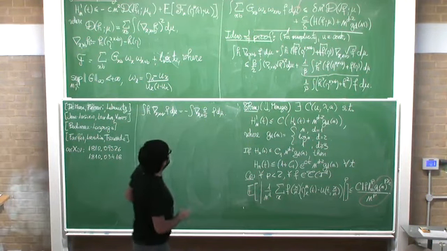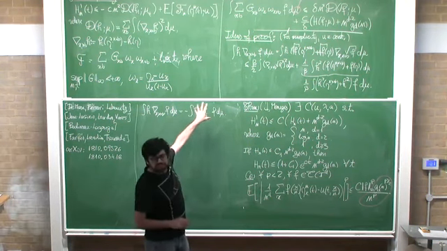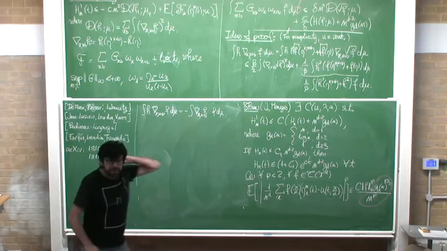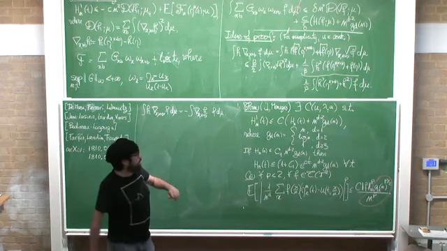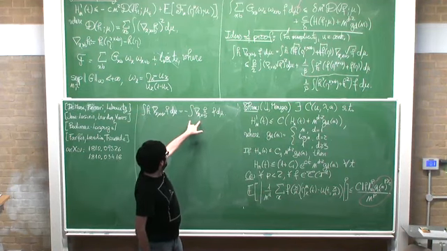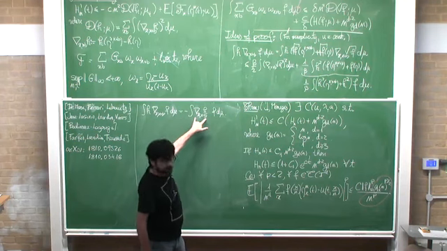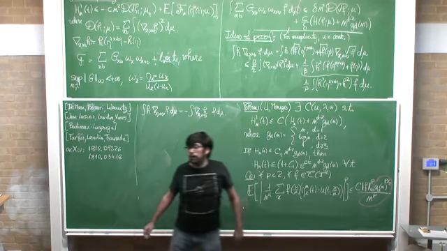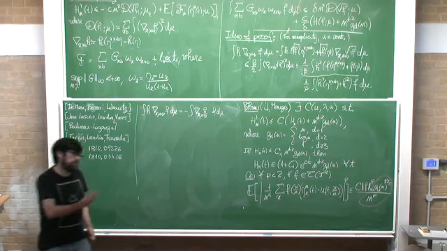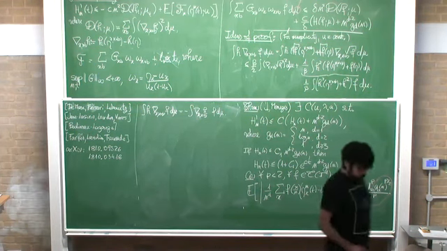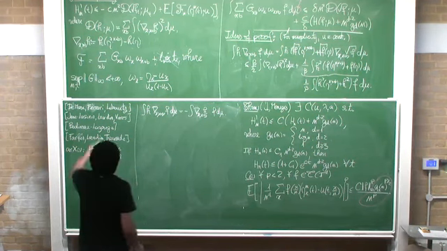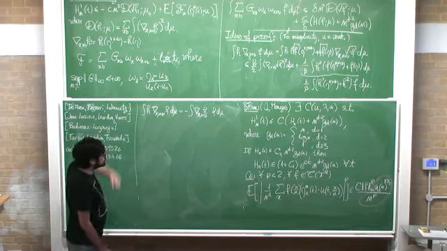What does it mean? This is some version of what some kinds of people call an energy estimate, that somehow you can estimate gradients by L2 norms. So this is one version of that. But of course, the function that I want to estimate is not a gradient. So this is going to pop up in a minute.